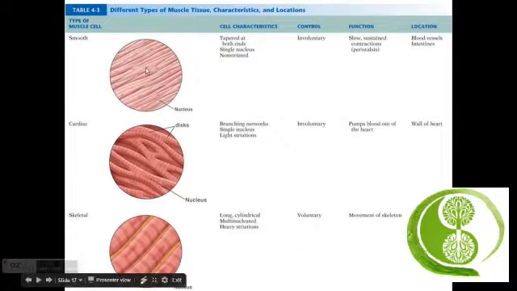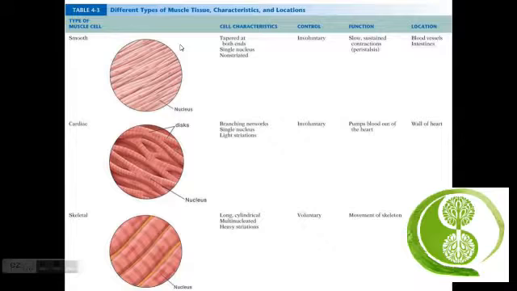So there's one nucleus. There are the tapered ends, and there are no striations. This muscle works involuntarily, meaning you don't have to think about it. And again, it provides that slow, long, sustained contraction.